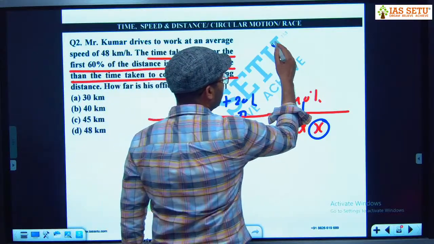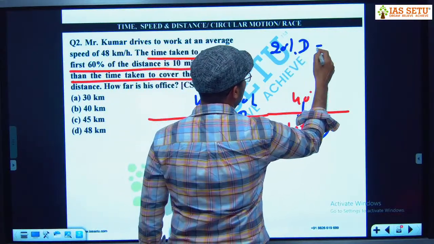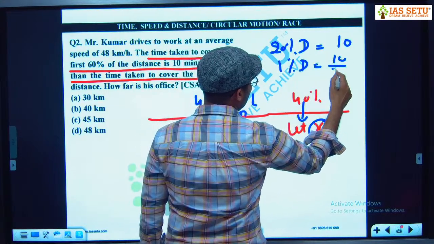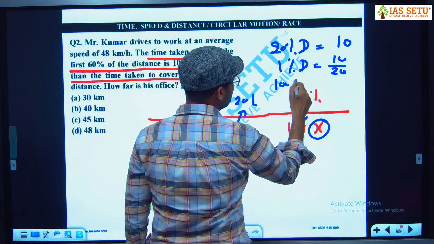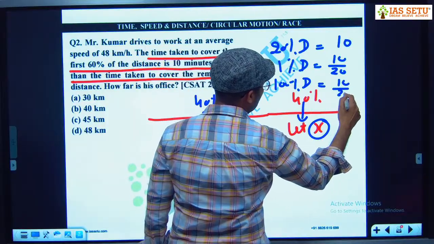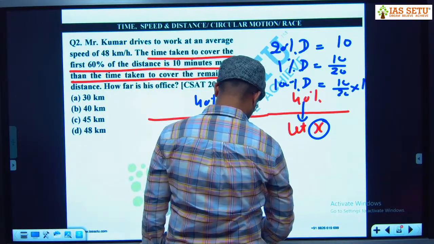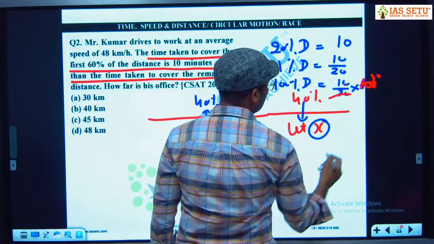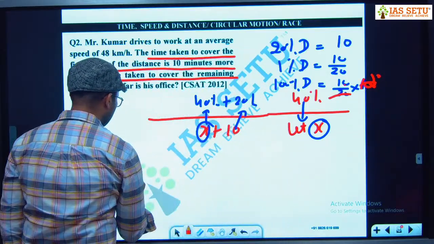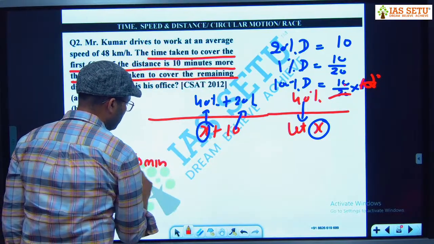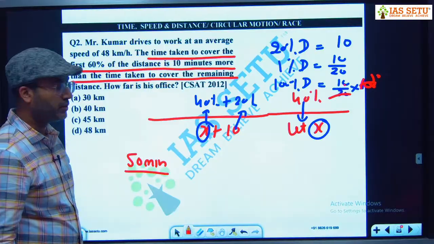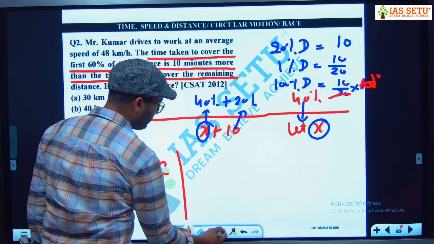तो 20% distance required 10 minutes, 1% distance required 10 by 20, 100% distance required 10 upon 20 into 100. So it gives you 5 into 10, 50 minutes. So Mr. Kumar needs 50 minutes to cover this distance. But speed is given in kilometer per hour. You have to convert 50 minutes in hours.